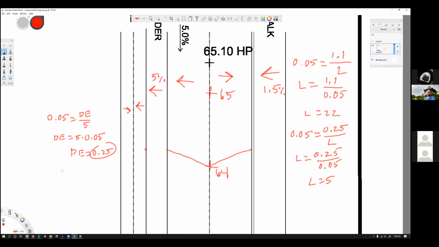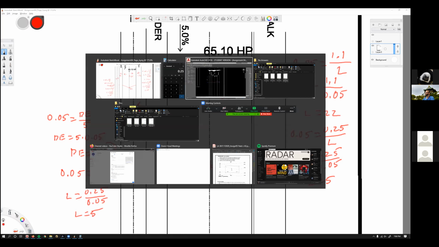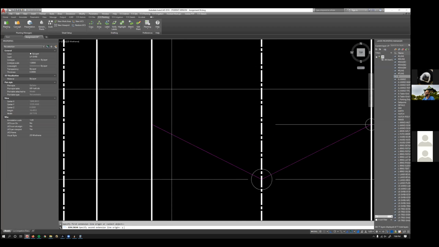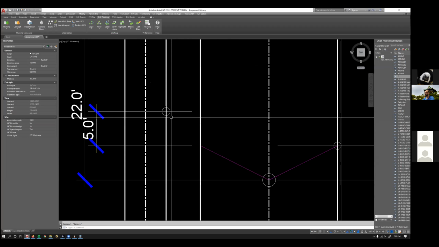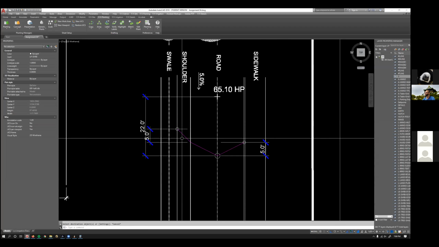slope, which is also 5%, 0.05, excuse me, equals 0.25, it's DE, over L. L equals 0.25 over 0.05, which equals 5. So we just pull a whole lot of 5s. So you're just going to go from this point up 5 feet and put your next point at that intersection of the curb. Draw your line, and that's your contour for the shoulder.